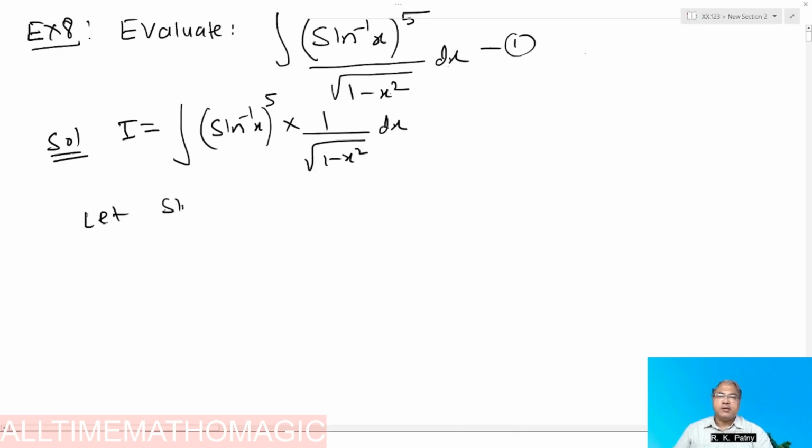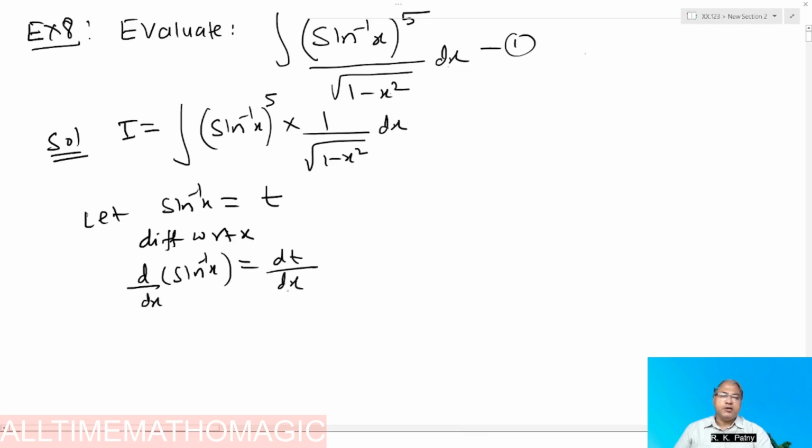Let sin inverse x equal t, because the derivative of sin inverse x is nothing but 1 upon under root of 1 minus x square. So differentiating with respect to x, differentiation of sin inverse x with respect to x equals dt by dx. So 1 upon under root of 1 minus x square dx equals dt. It was 1, this was 2, and this was the third.